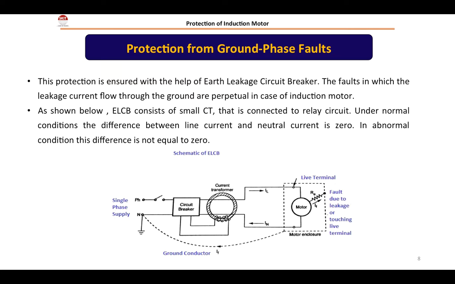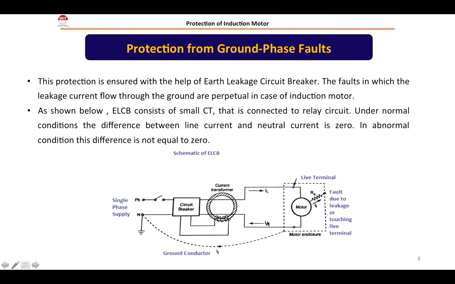Now this protection is ensured with the help of an earth leakage circuit breaker. Faults in which leakage current flows through the ground are perpetual in the case of an induction motor. The figure shows the ELCB, earth leakage circuit breaker. Here we are computing the difference between the line current IL and IN. In normal operating condition, there will be no difference. The difference between IL and IN is equal to 0.